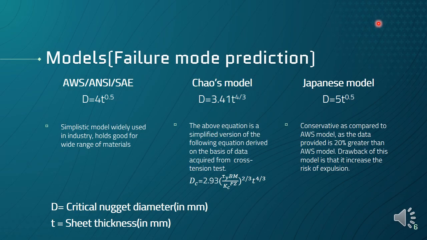Models predicting failure mode. As you can see, all the models given in this slide predict the critical nugget diameter using only sheet thickness. First is the AWS model. It is the industrial model and it holds good for a wide range of material. Next is Chow's model. It is a simplified version of the equation given below. Then the Japanese model, it is conservative as compared to the AWS model, as the data provided is 20% greater than the AWS model. But a drawback of this is that it predicts a higher critical nugget diameter, therefore the risk of expulsion is increased.